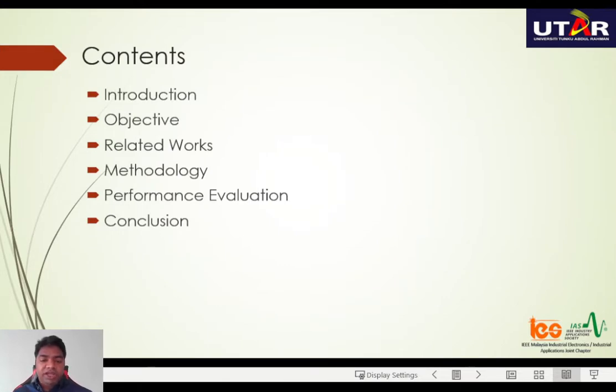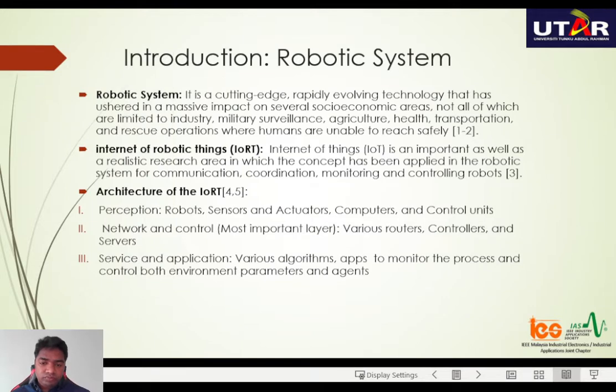The whole paper is divided into a few sections: introduction, objectives, related works, methodology, performance evaluation, and conclusion. Introduction. Robotic system is a cutting-edge, rapidly evolving technology that has assured a massive impact on several socio-economic areas that are not limited to industry, military services, agriculture, health, transportation, and rescue operation, where humans are unable to reach safely.